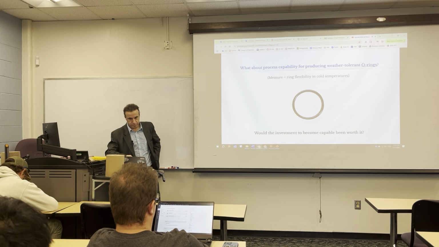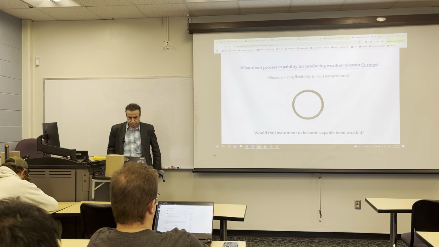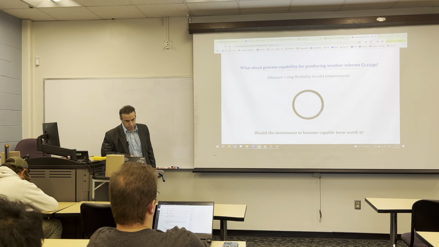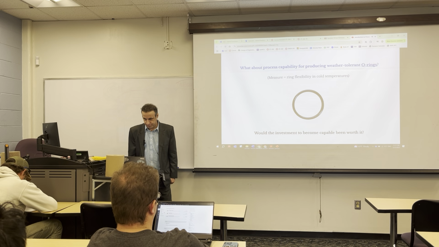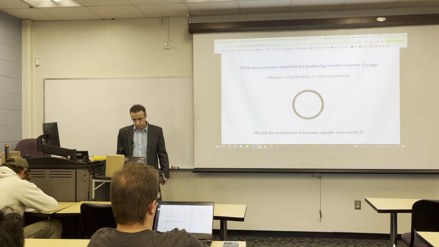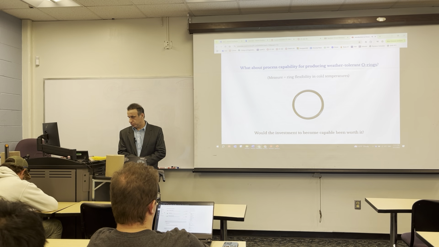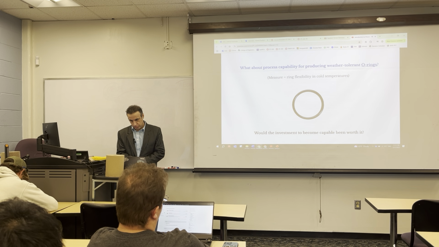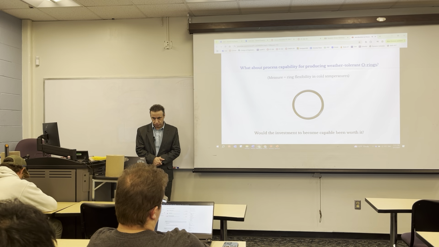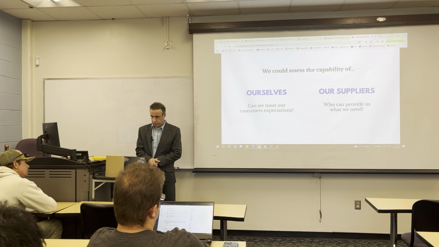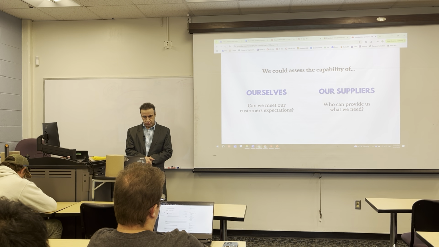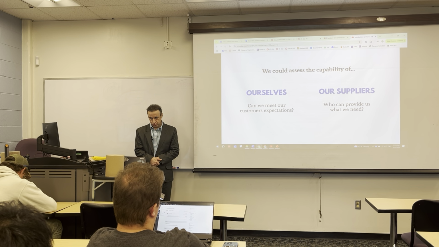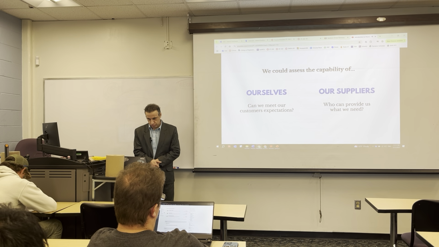Now here's another example. What about process capability for producing weather-tolerant O-rings? O-rings are used for insulation, and on the Space Shuttle Challenger, one of the reasons for the explosion was these O-rings. They weren't weather-tolerant. They didn't respond well in cold temperatures. As we assess our capability of producing weather-tolerant O-rings, one measure we might use is ring flexibility in cold temperatures. When we calculate capability, we can look at the capability of ourselves, so we can ask, can we meet our customers' expectations? And we can also look at the capability of our suppliers. So who can provide us what we need?